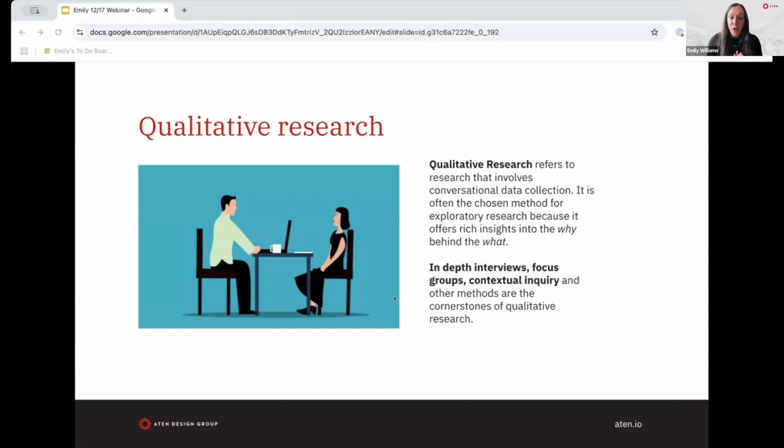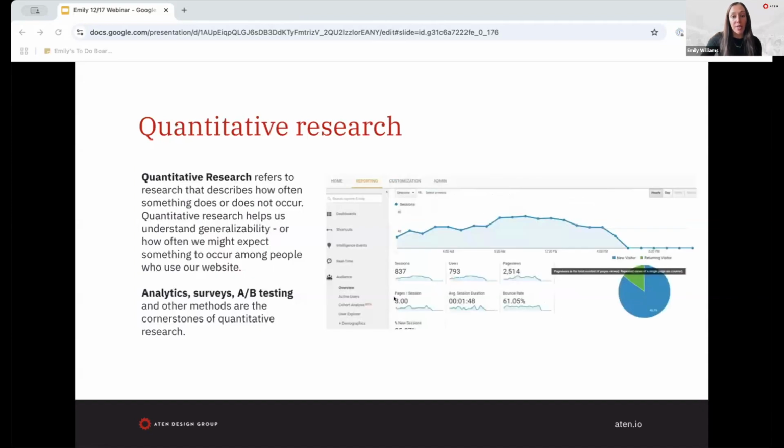So you might be familiar with in-depth interviews, focus groups, contextual inquiries. All of these are cornerstones of qualitative research. On the other side of that is quantitative research, and that's largely what we're going to be talking about today. Quantitative research is describing phenomena that is already occurring. It's something that you can tangibly quantify or count. Quantitative helps us understand generalizability. So maybe we decide to do some interviews in a project, and we find that most people complain that it's really difficult to find information about security wait times at the airport.